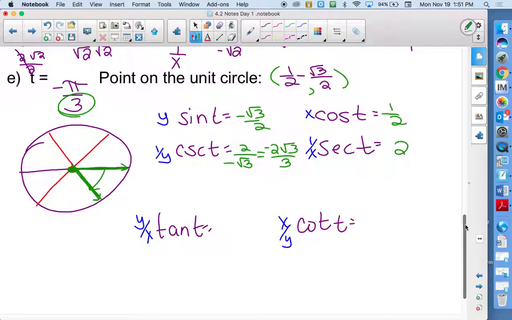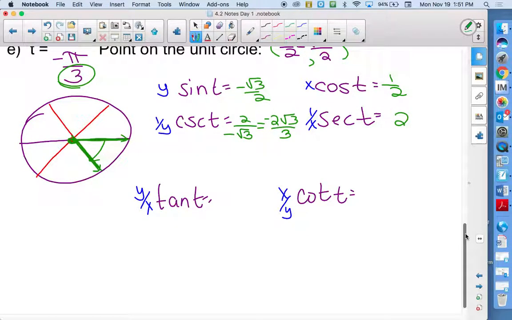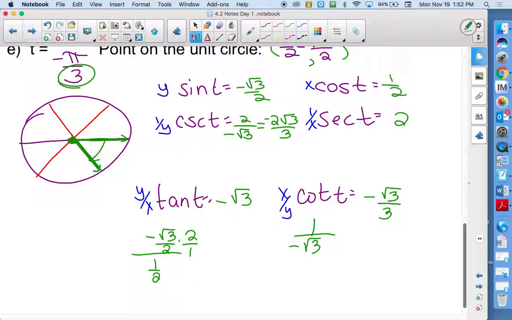And then, Jenna, how about the tangent? What do you have for that one? Negative square root of 3. So we're taking negative square root of 3 over 2. You're dividing that by 1/2, which really means you're multiplying by 2 over 1. And then, Jenna, the cotangent is? Negative square root of 3 over 3. Nice job. So 1 over the tangent. So use the answer that you have. Take 1 over it. 1 over negative square root of 3 is negative square root of 3 over 3. Questions?